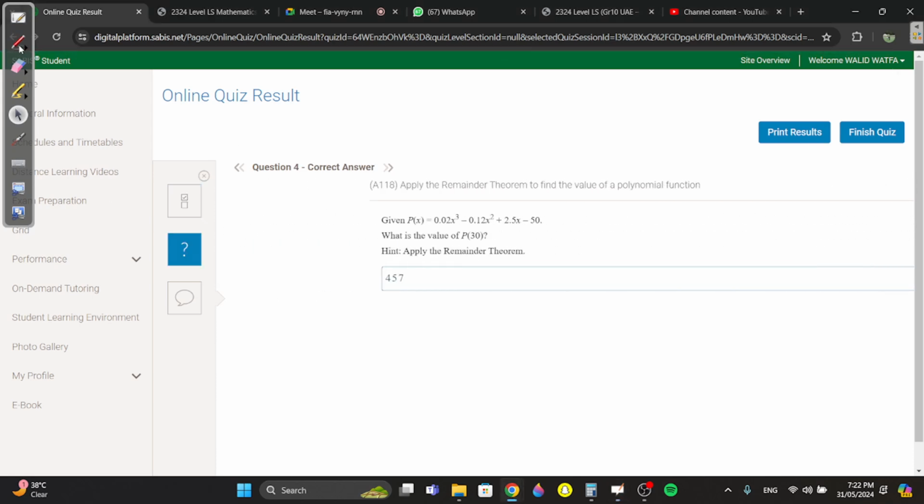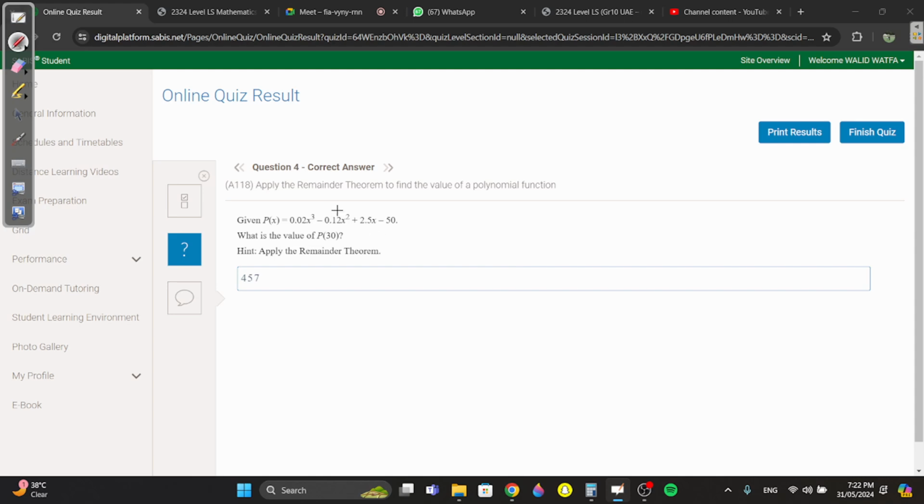Question 4. Okay, this one, these numbers I doubt will come, but we'll always solve just in case, you never know. P of 30, so let's substitute 30: 0.02 times 30 cubed, minus 0.12 times 30 squared, plus 2.5 times 30, minus 50.